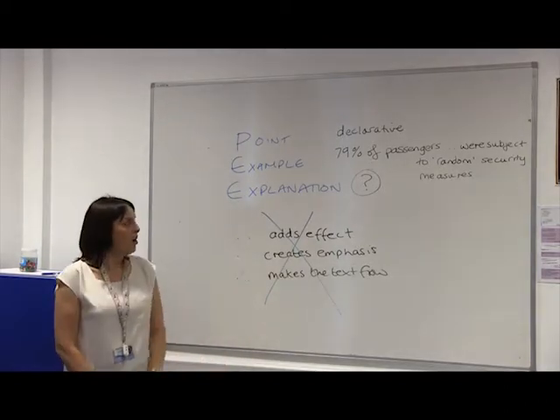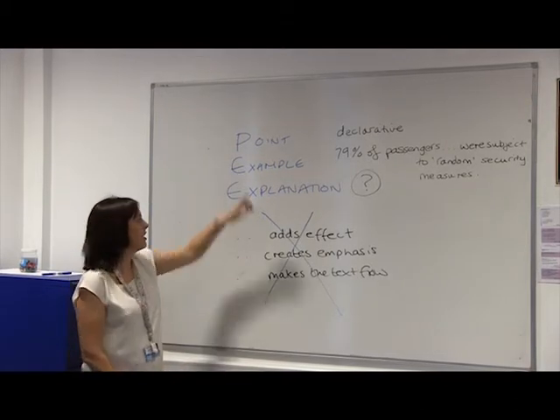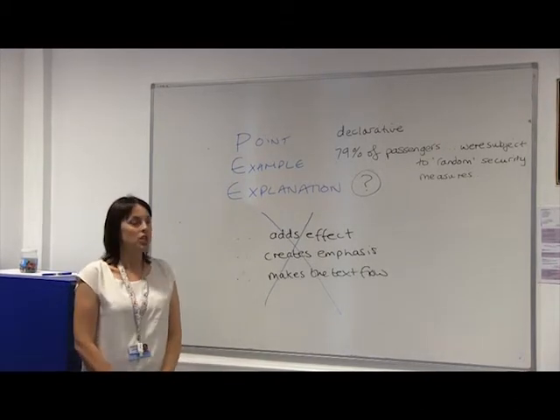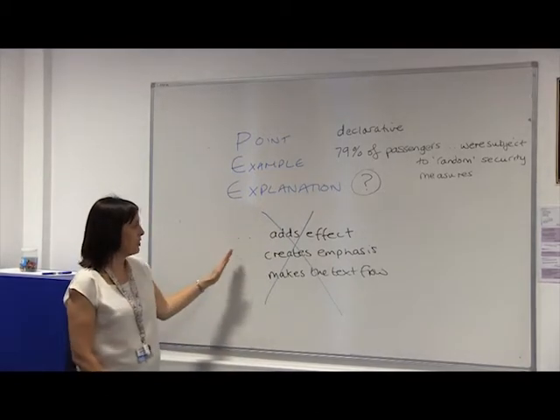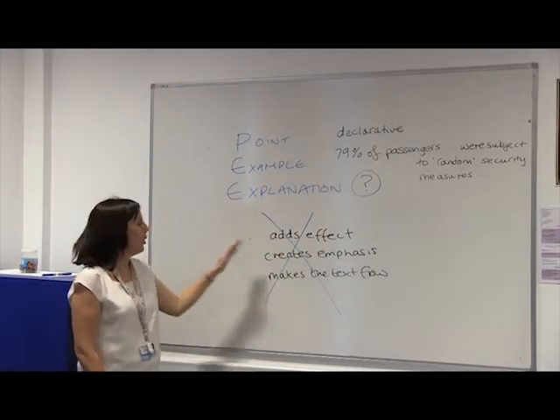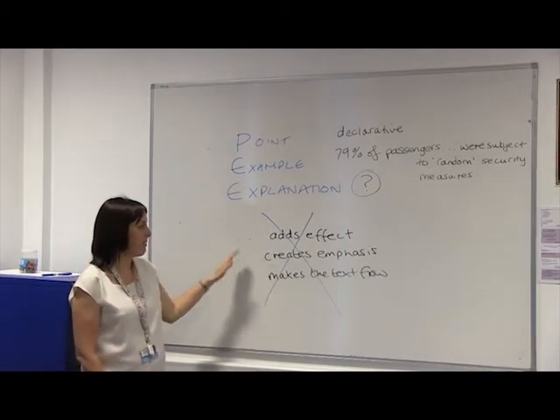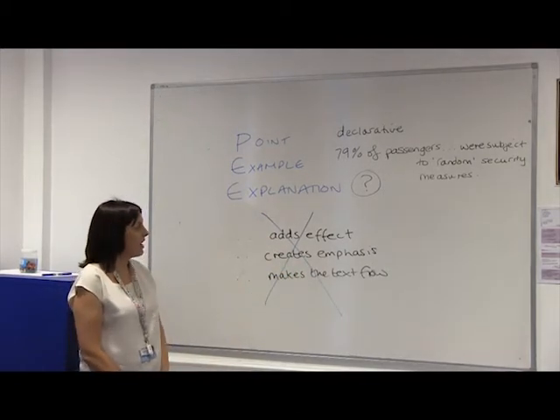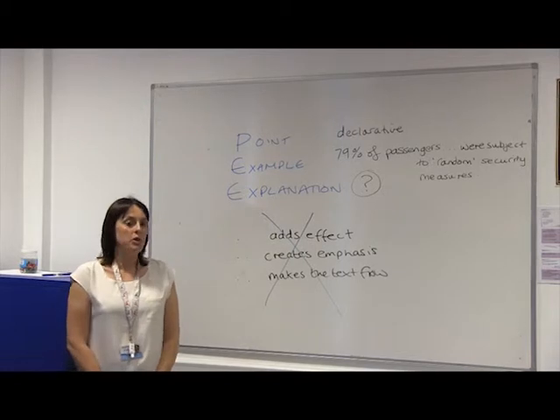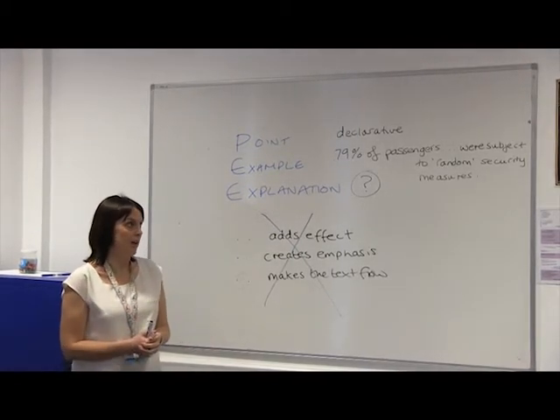Often, students aren't quite sure how to explain the features that they are discussing within a text. So, they use these kind of phrases. That feature is used because it adds effect, or because it creates emphasis, or because it makes the text flow. We don't want to see these in your writing. What we want is more specific and focused explanations. So how do you do that?